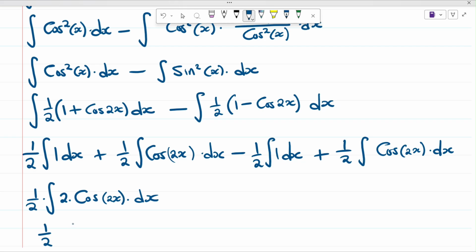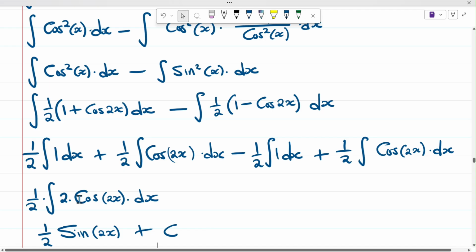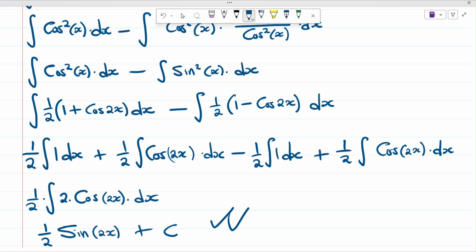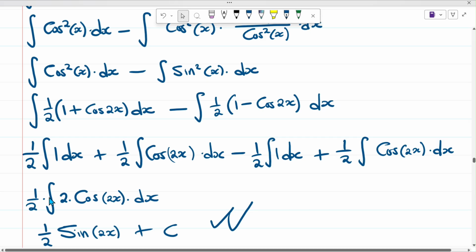So this is going to be just 1/2 sine of 2x, sine of that argument, then plus c, and that would be the correct answer. So I hope you got the same thing as well. Let's quickly check other questions that we can do.